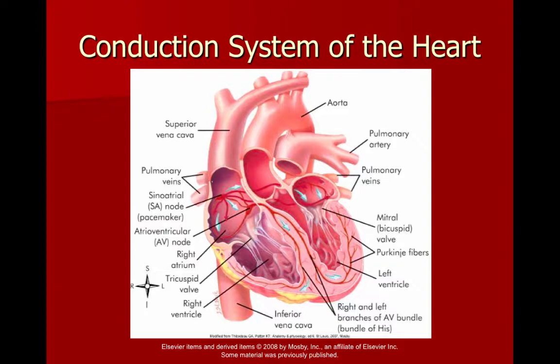Now, what if the SA node all of a sudden, which you can kind of see it always starts up here, just isn't working at all? So no good. What happens? The AV node then has to end up starting the firing, the electrical impulses. And so how fast will the heart beat if the AV node is controlling that? So 40 to 60 beats per minute.